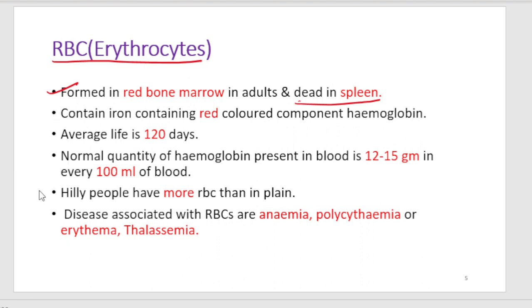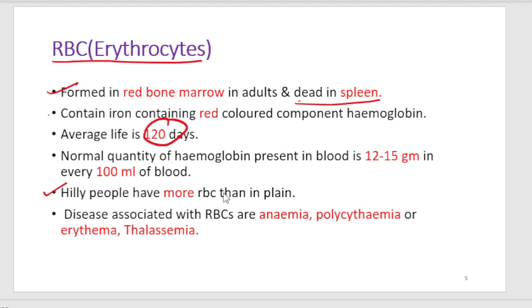In hilly areas, our RBCs are more as compared to people living in plain areas. Why? Because in mountainous or high regions, people need a high level of oxygen. That is why they have to use a lot of energy, which is needed for this. They also have a high number of RBCs as compared to plain areas. The average life of your RBC is 120 days.